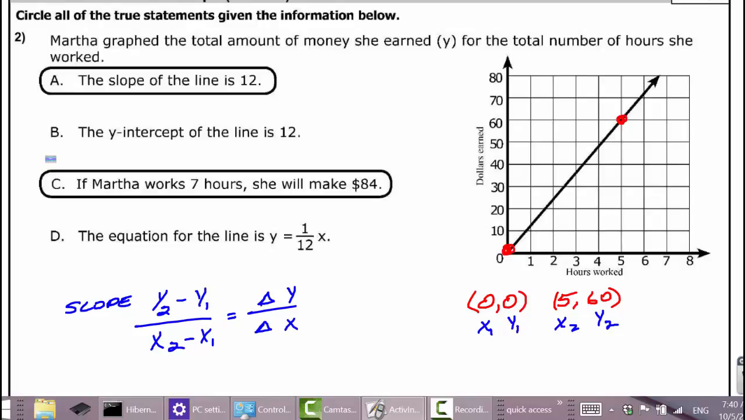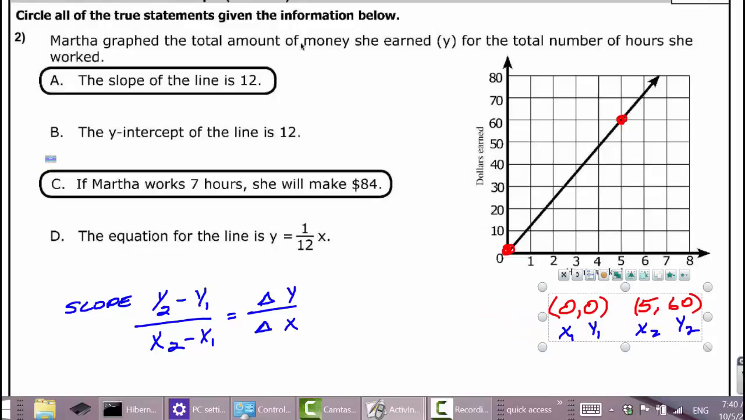Now, if you stop and you're doing the problem and you're thinking to yourself, man, how do I know which is the 1 and which is the 2? Well, the good news is it doesn't matter. As long as you keep them together, you could make the 0, 0 the 2s, and the 5 and the 60 the 1s. I always look for the biggest ones to be the 2s because I know I'm going to end up subtracting next.